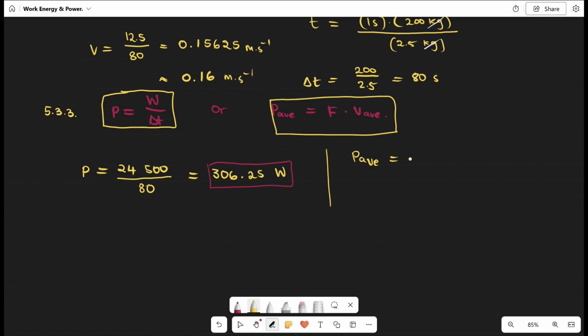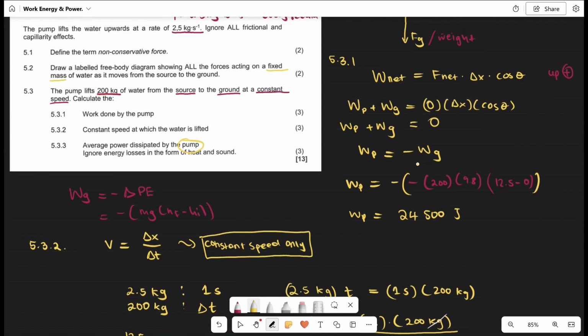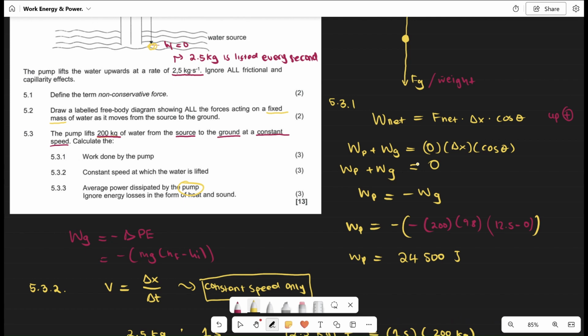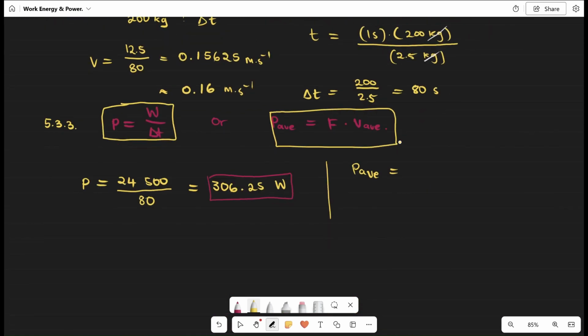The average power will be the force times the average velocity. This one will need us to calculate the force. But we know that the force of gravity going down and the force of the pump are equal, because this thing is moving at a constant velocity. So these two forces are equal. I can say my force is equal to 200 kg times 9.8.